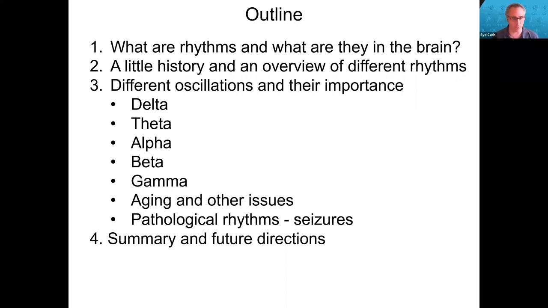and giving you a little bit of a hint about how they're defined, where they're found, what their mechanisms are, and where they might be important from a clinical point of view or from a cognitive point of view. It's sort of a guide to the oscillations in a way. Touching on a few other particular issues, aging and other issues, and then some pathology at the very end, and then try and sum up. So that's what I'm going to try and do over the next 45 minutes here.